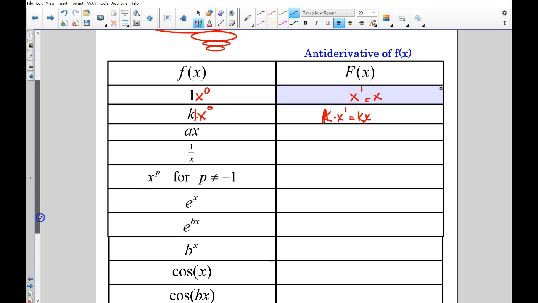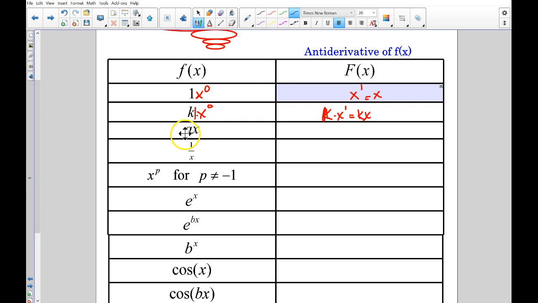Okay. Now, continuing through this list, ax, okay, so this is the power rule again. A is going to stay there. A is a constant, I can't change it. But via the power rule, I would normally increase the power by 1 to undo differentiation. In differentiation, we decrease the power by 1. And also, I'm going to have to divide by the power.